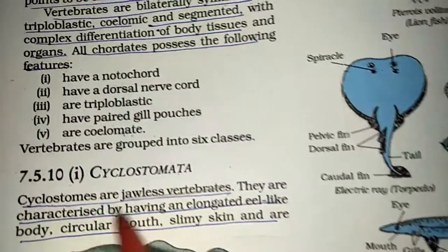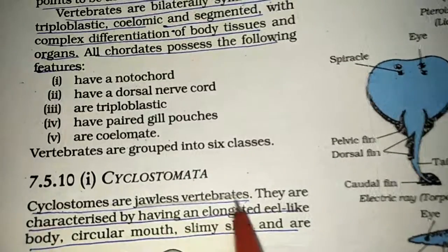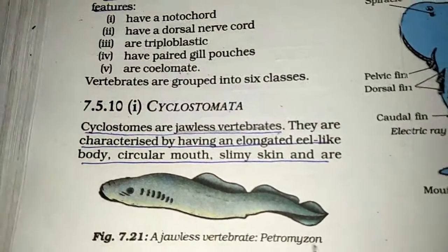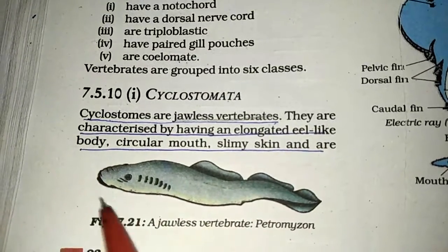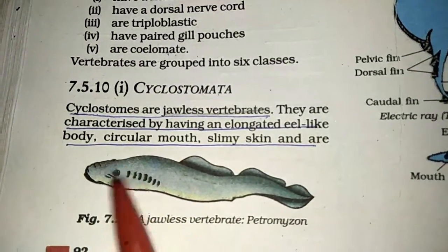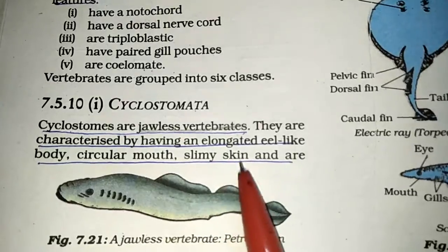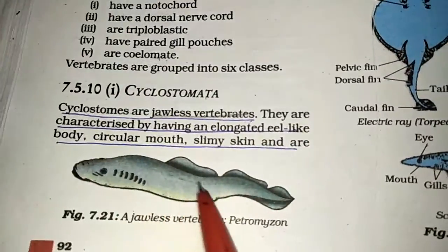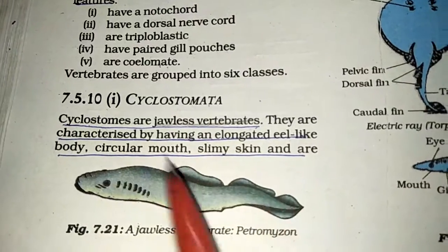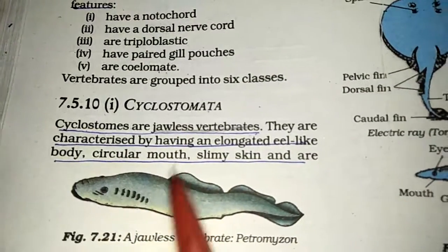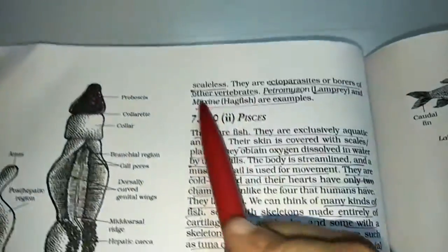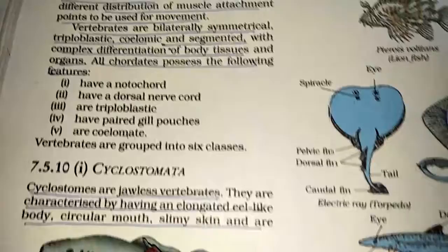Now cyclostomes are the jawless vertebrates, where you don't have a jaw. If you see this figure given here, that's a Petromyzon. There is no jaw in their mouth, and the shape of the body is like an eel. You can see it's elongated. You have a circular mouth, and the skin is very slimy, covered with mucus, and there are no scales, it's smooth skin.